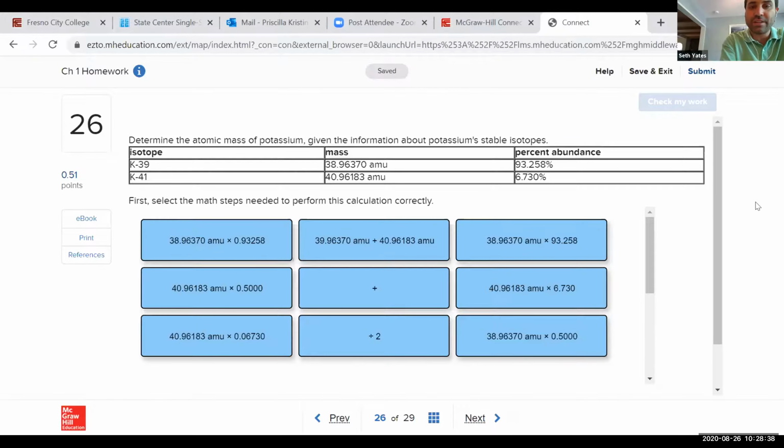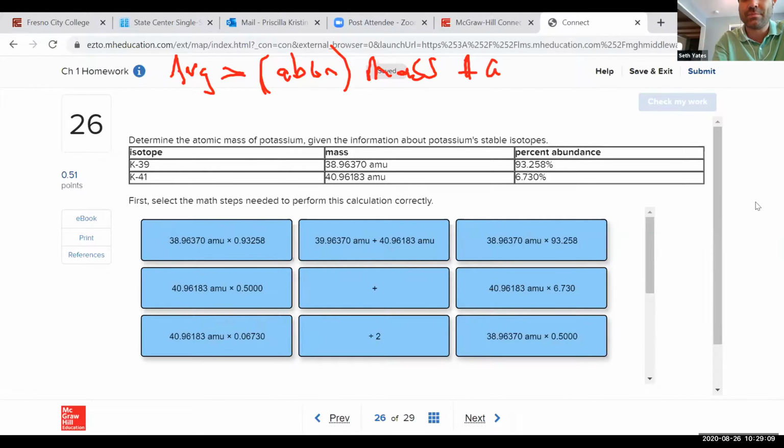So the general equation for this when we're doing a real problem is like this. The weighted average mass of the element, which is the number that goes on our periodic table, is going to be equal to the natural abundance, like our 0.5 or 50%, times the mass of that isotope, plus the natural abundance of the next isotope times the mass of that isotope. And this could go on and on depending on how many isotopes there were.